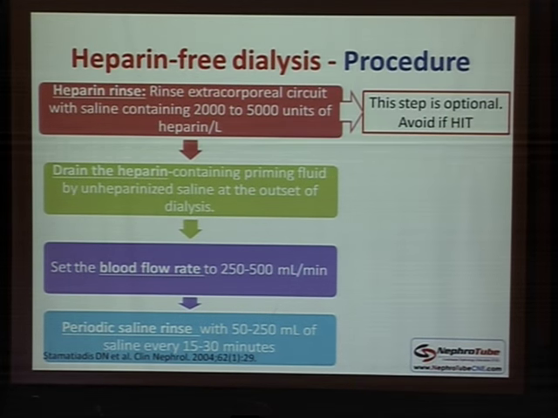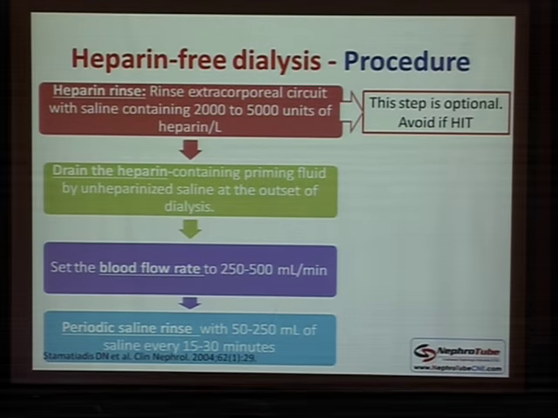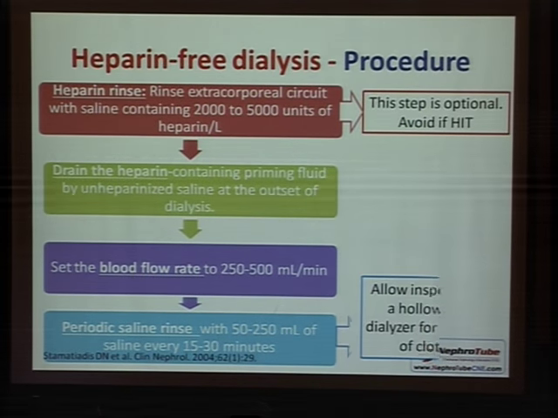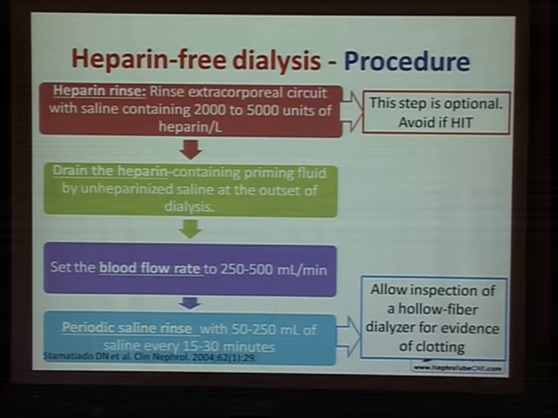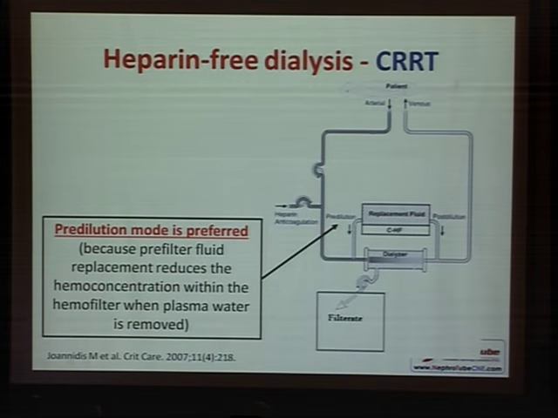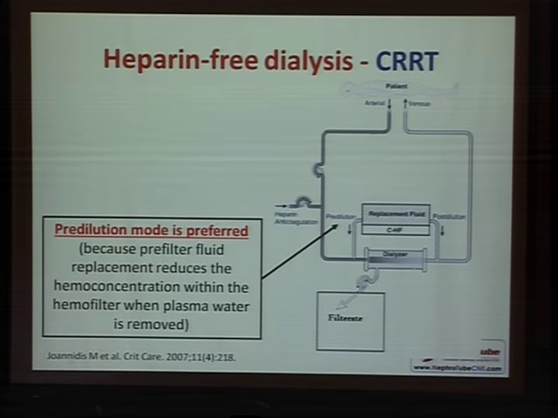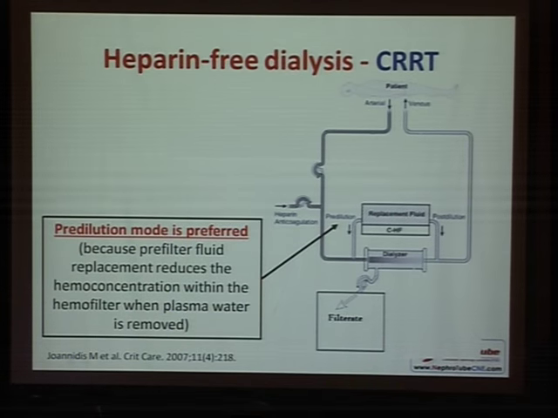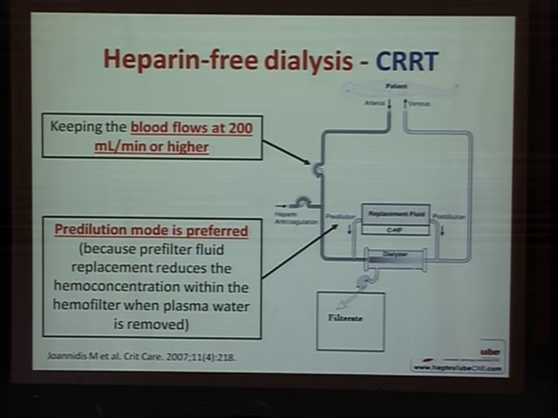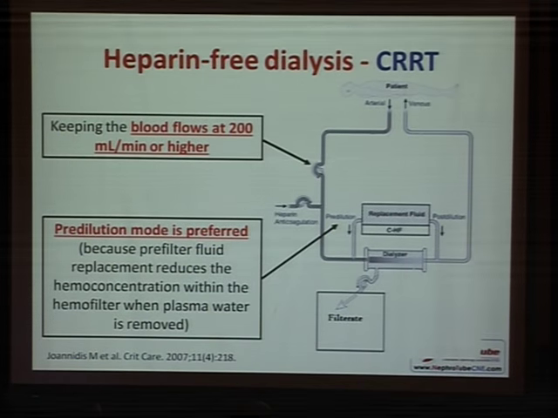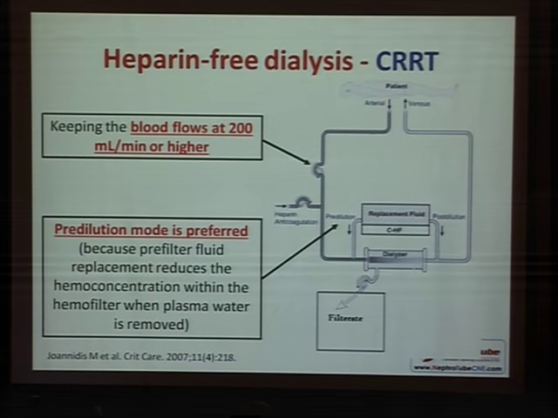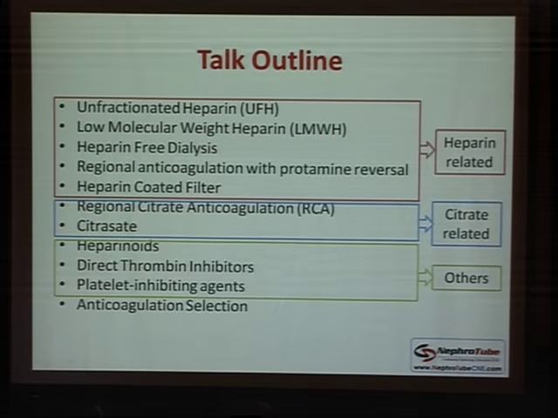The first step is optional, especially if the patient has heparin-induced thrombocytopenia, so I may avoid it. And the periodic rinse is important to follow up the hollow fibers; if a clotting fiber appears, the rinse must be of a larger volume and more frequent. If I use heparin-free dialysis for CRRT, it is better to use the pre-dilution method to prevent hemoconcentration in the dialyzer. And it is important to keep the blood flow at about 200 ml per minute or higher to prevent stasis of the blood in the dialyzer.